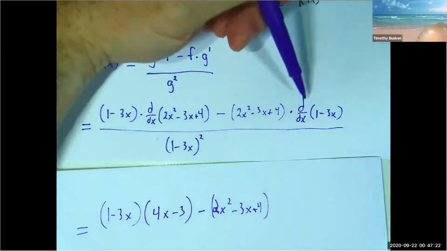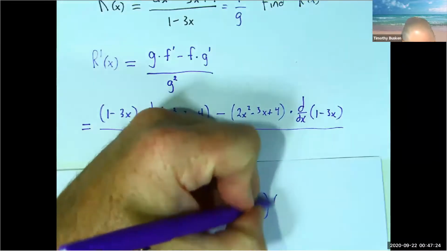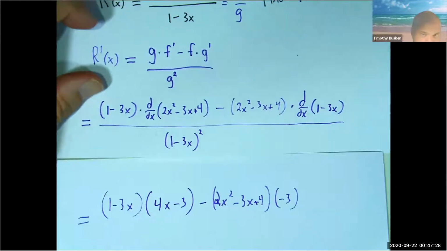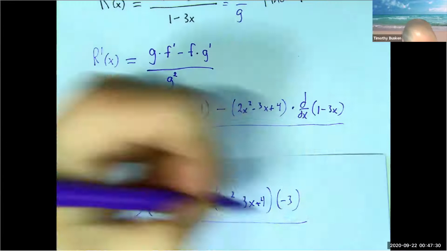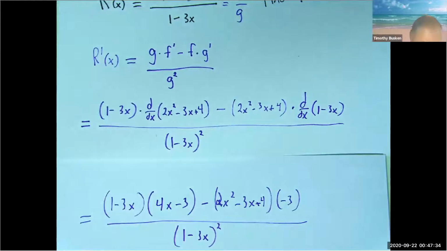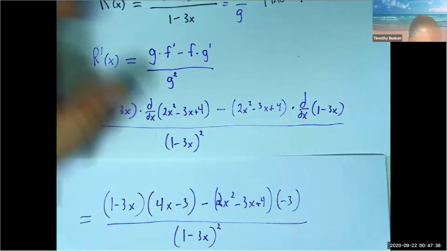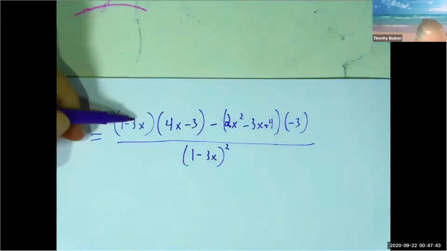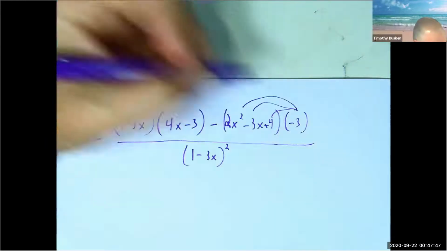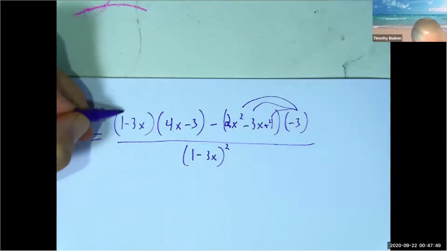And then what's the derivative of 1 minus 3x? I'm getting negative 3. And of course, that's all over 1 minus 3x quantity squared. Okay. Let's simplify this numerator as best we can and be done with this now. So I guess we're going to multiply here and multiply there. Okay, so I'll use the FOIL technique on this.